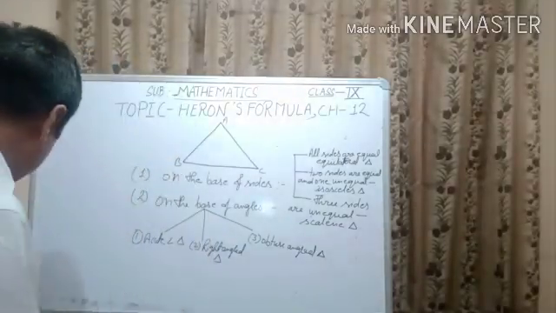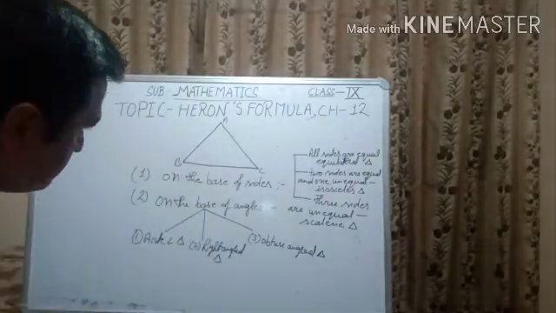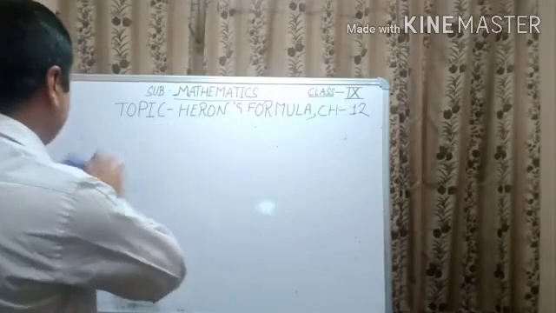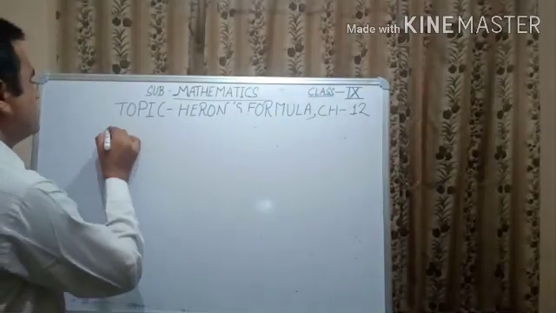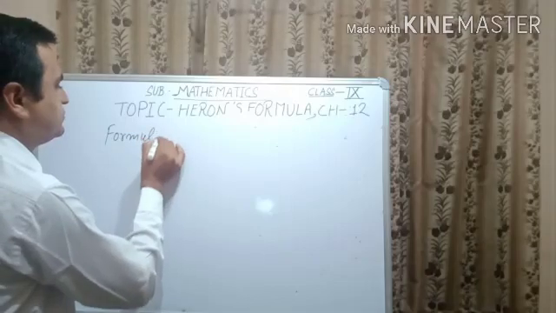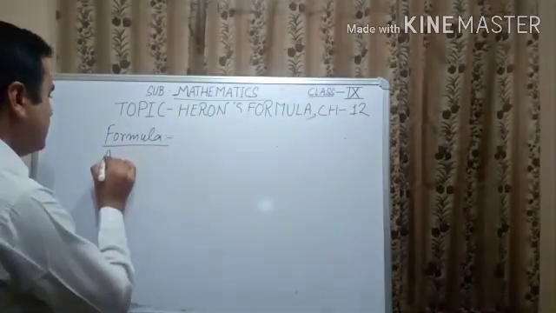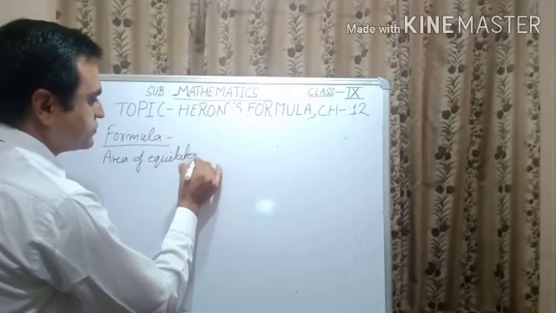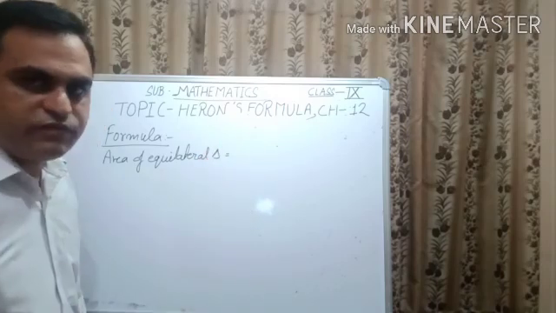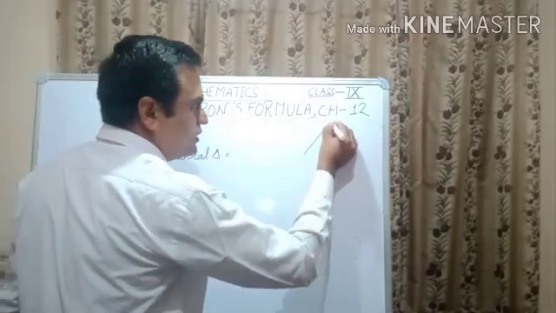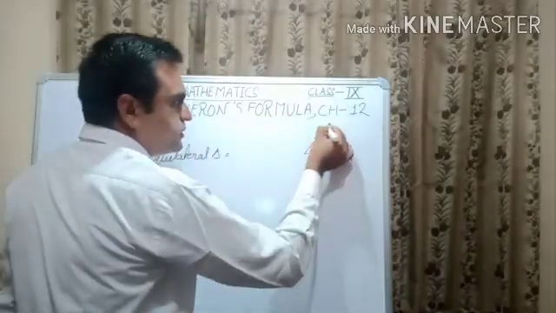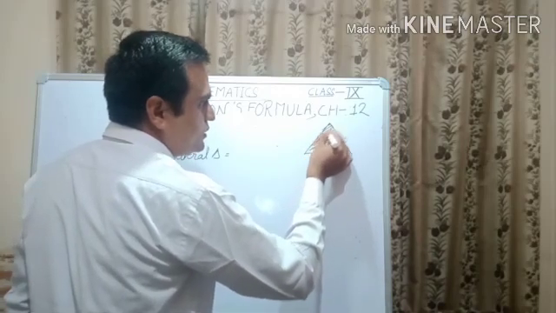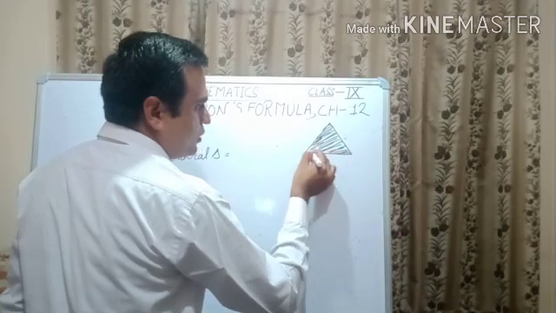Okay, now we are performing our questions. I am writing some formulas which are related to this chapter. Formulas. Area of equilateral triangle. As you are very familiar with the term area, area means the space occupied by this triangle. Okay, I am shading this part. This is known as the area of the triangle.